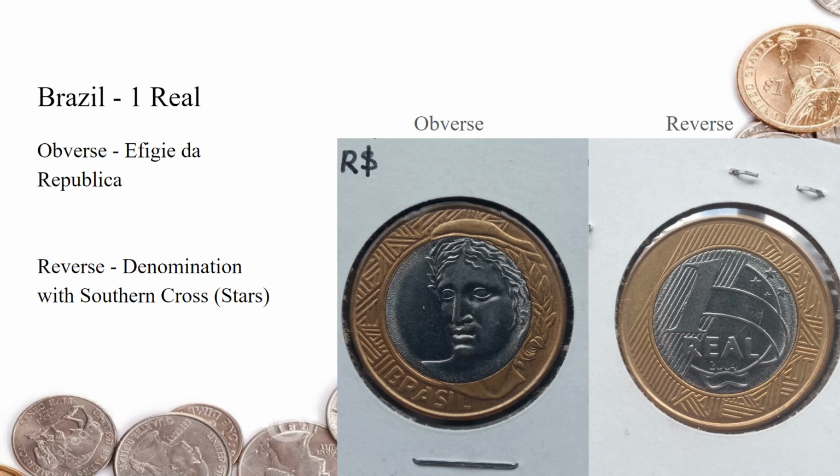It has the one real denomination, but towards the top corner of it you can see four or five stars, barely made out. These are the Southern Cross, which is a symbol very important to these Latin American countries, most often related to chivalry in a sense.